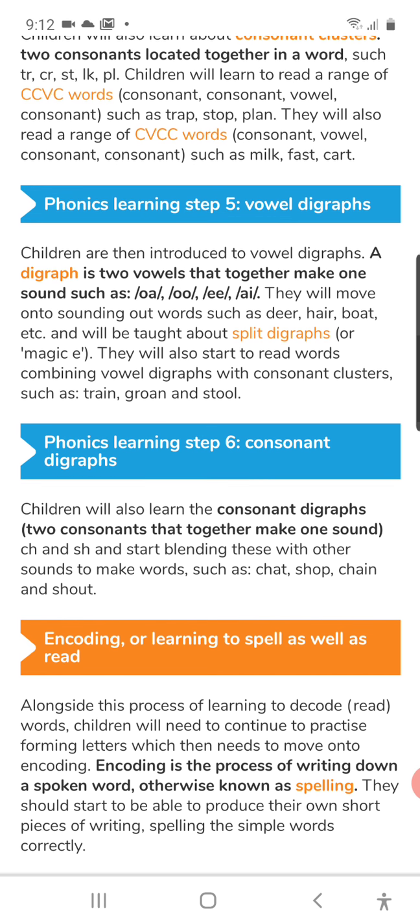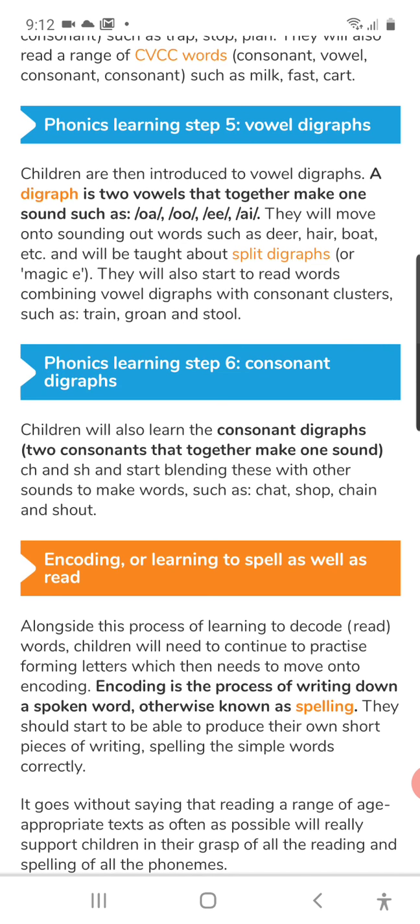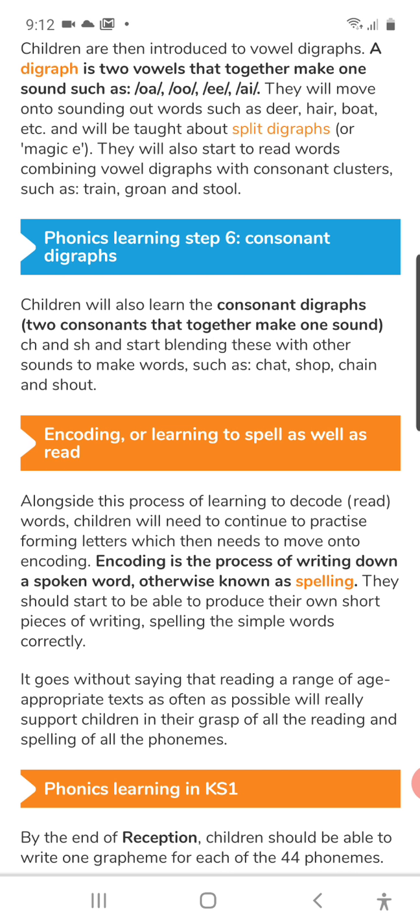Encoding, or learning to spell as well as read. Alongside the process of learning to decode, or read the words, children will need to continue to practice forming letters and will need to move into encoding. Encoding is the process of writing down spoken words, otherwise known as spelling. They should start to be able to produce their own short pieces of writing, spelling simple words correctly. It goes without saying that reading a range of age-appropriate texts will really support children and strengthen their reading and spelling of the phonemes.